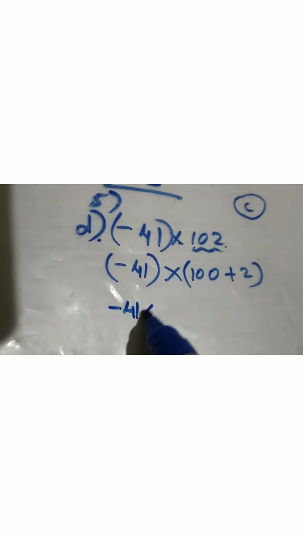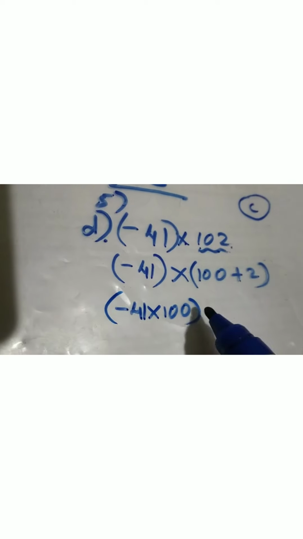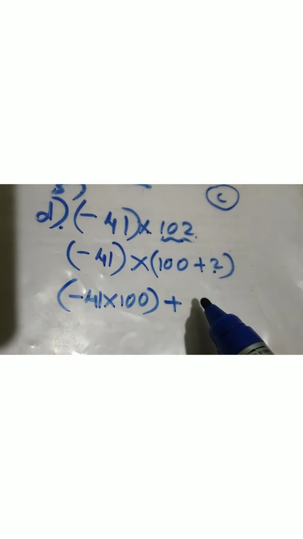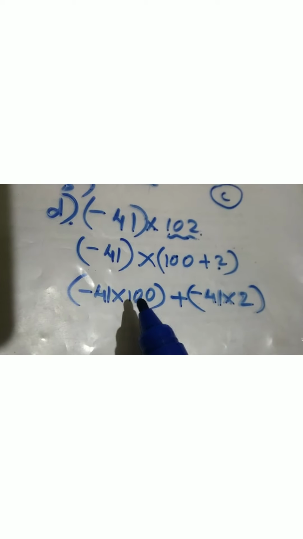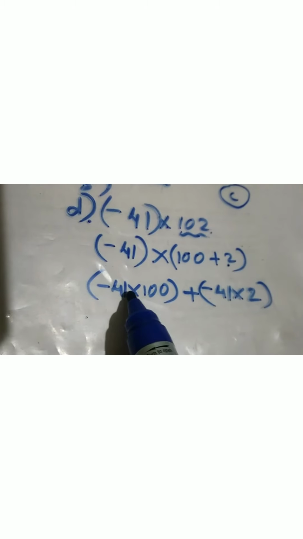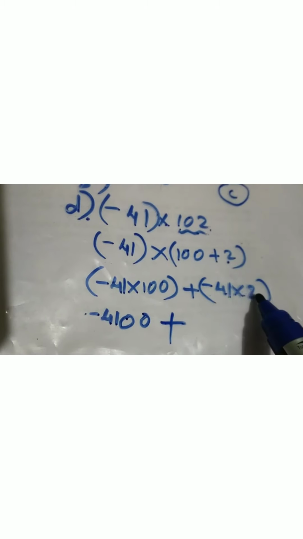Then negative 41 into 100. A into B plus, this is B, this is C. Then negative 41 into C, that is 2. Okay, negative 41 into 100 plus negative 41 into 2. So, here negative 41 into 1, negative 41 itself, but we have to keep here 2 zeros for this 100. Then plus negative 41 into 2, 41 into 2, that is 82.